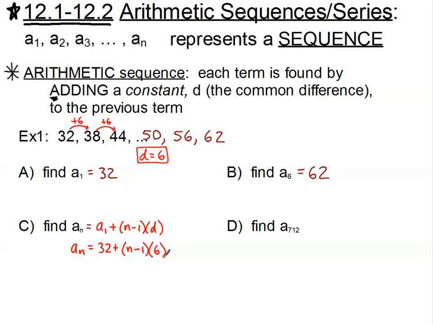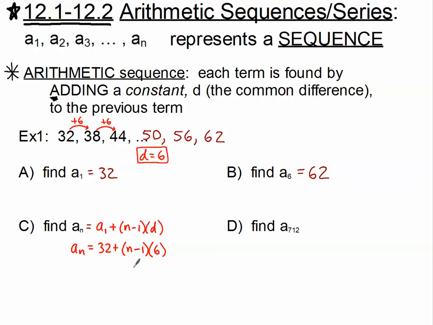So this is the formula that we'd be using to find any term. If I plugged a 1 in for n, then I would have 1 minus 1 is 0. 0 times 6 is 0, and 32 would be my first term. If I plugged in a 6 for n, 6 minus 1 is 5. 5 times 6 is 30, and 32 plus 30 is 62.